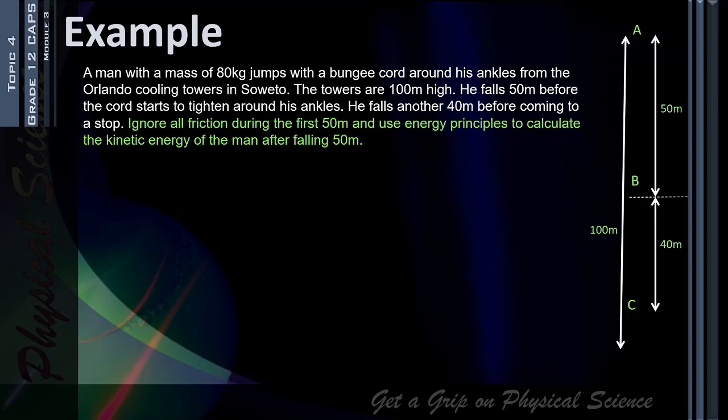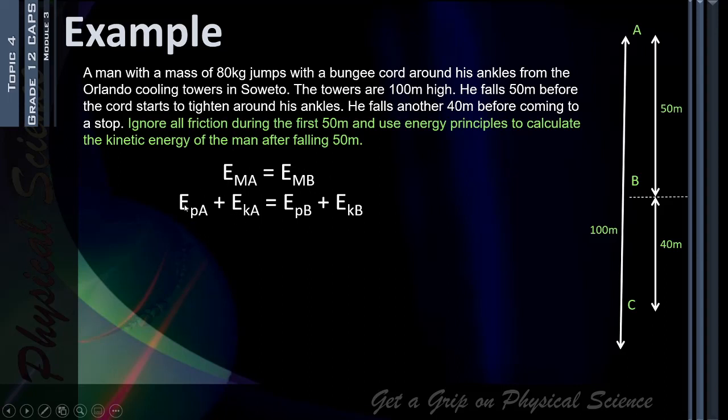after falling 50 meters. If they ask you to use energy principles, they don't want you to use projectile motion or motion equations. So if they say you can ignore all friction, you know that the mechanical energy of this man at position A will be equal to the mechanical energy of this man at position B. And mechanical energy is the sum of the gravitational potential energy and the kinetic energy of this man.